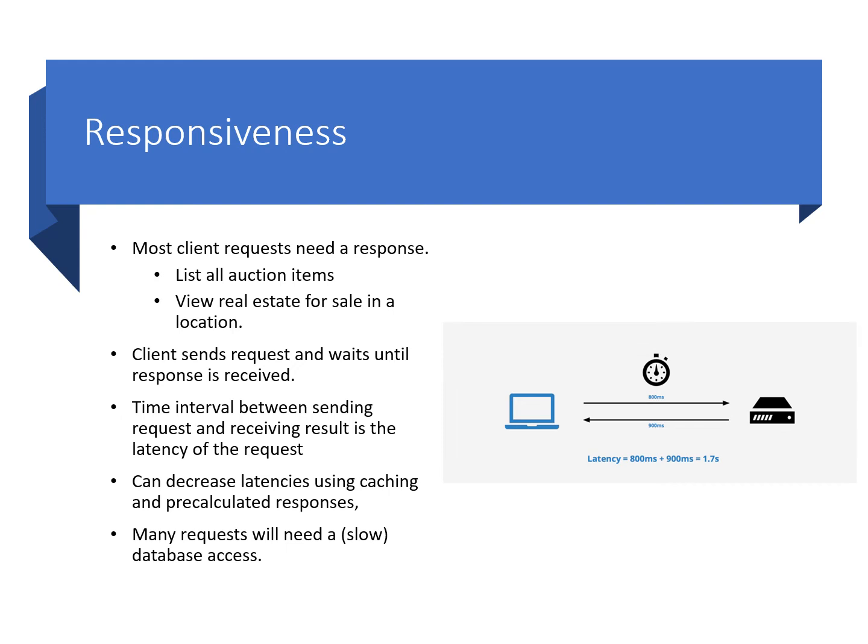Most application requests expect some form of response. A user might want to see all auction items for a given product category, or see the real estate that's available for sale in a given location. In these examples, the client sends a request and waits until a response is received. The time interval between sending the request and receiving the result is the response time of the request. Our systems want to minimize this response time. You can do this by using caching, but many requests will still result in relatively slow database accesses.